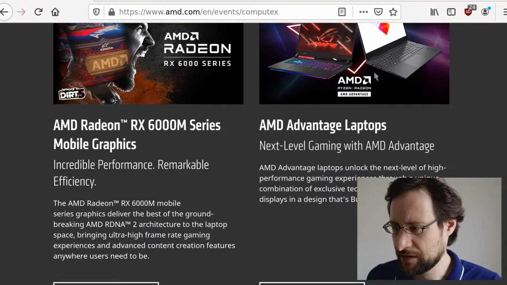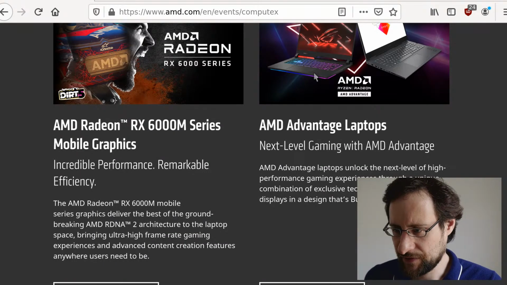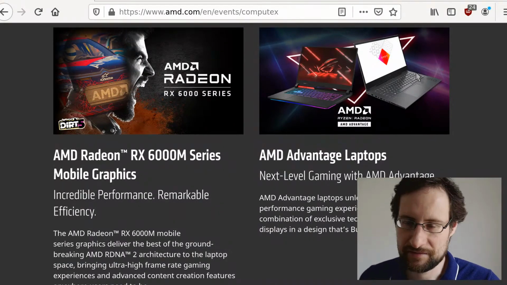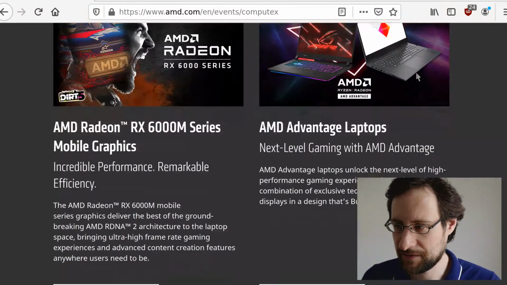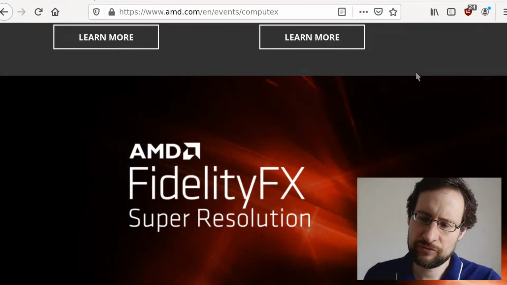The amount of, yeah, just give us 16x10 or 3x2. This is like seriously high performance and whatnot. And then there's 16x9 displays. Anyway, yeah, FidelityFX, they finally have Super Resolution.